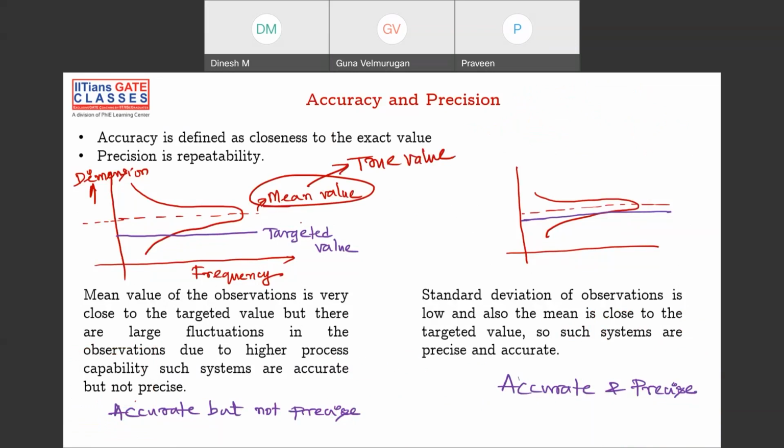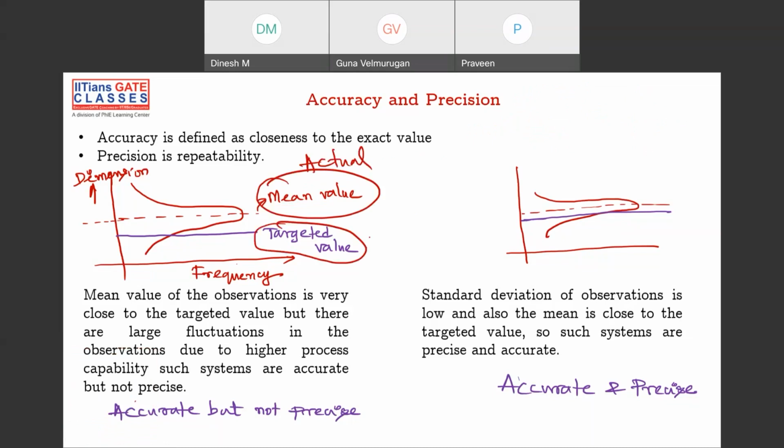Sorry, the mean value is your actual value. And this is your targeted true value. Okay. So if this is your actual design value, that is 10 mm.